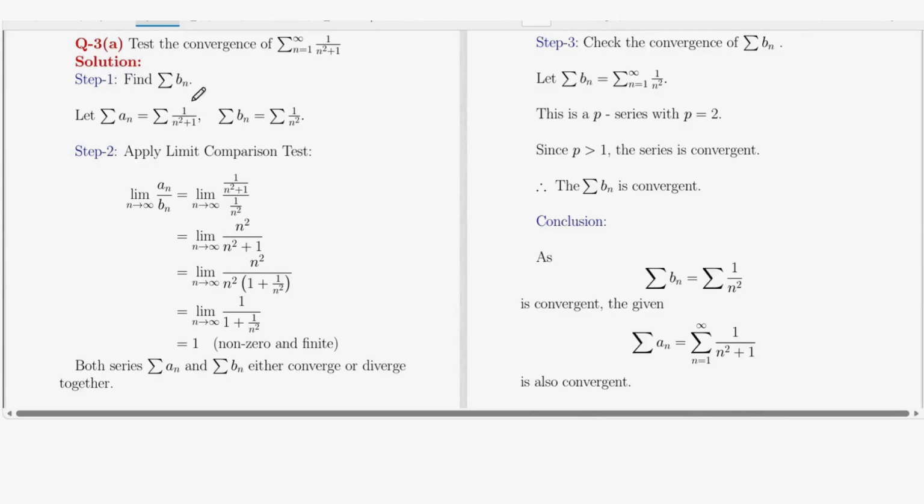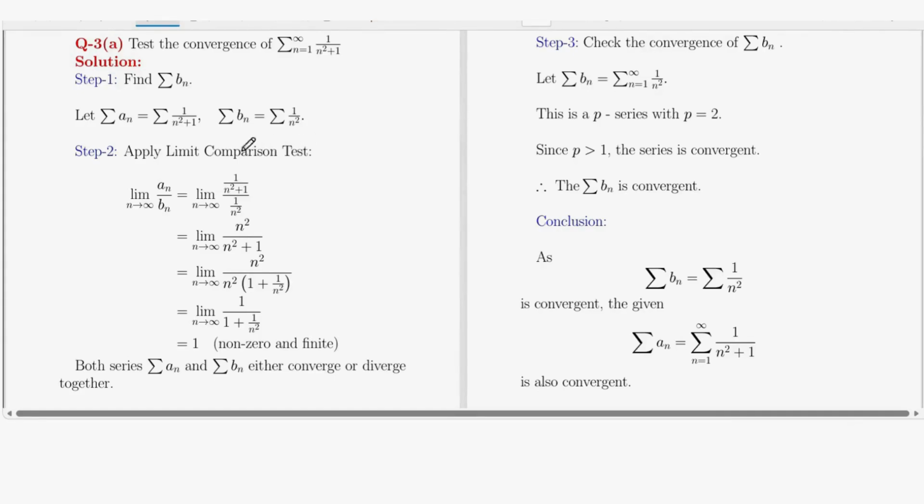Question number 3a. Find the convergence of this series, 1 upon n square plus 1. As we discussed earlier, this one is a polynomial, so to find the convergence of this series, here we are using the comparison test. As we have discussed, step 1: this one is the given series AN. For this given series, first of all, we have to find series BN. So my BN series is what? Series 1 upon n square.